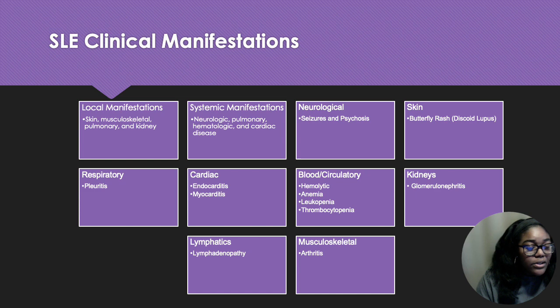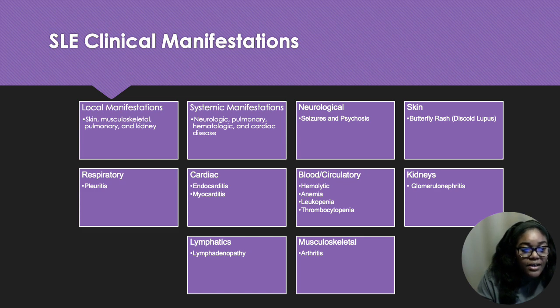As I've mentioned, lupus has a plethora of system-wide effects that you'll see. There are local manifestations, which is in one general area in the skin. You may see it in the lungs and the kidneys, musculoskeletal, just in those generalized areas. And then you may see systemic manifestations, which include the neurological areas. Again, pulmonary, if it's diffuse enough, circulating in the blood hematologically, and you may also see cardiac disease.